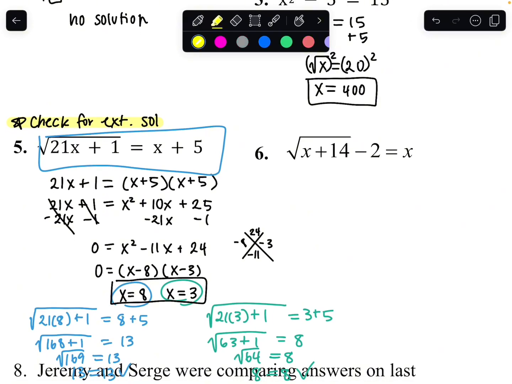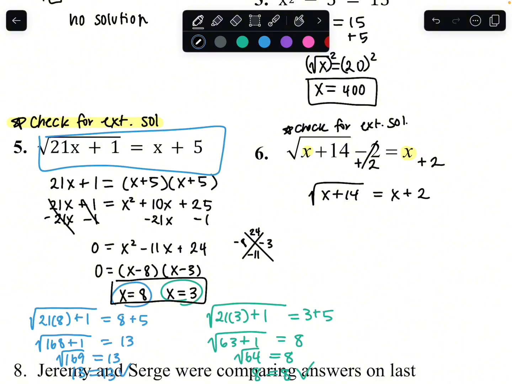Next, we have x on both sides, so we're going to have to check for extraneous solutions. And this time, we have to isolate the radical first. So this 2 has to move to the other side to isolate our radical. Now we're ready to square both sides. So that gives me x plus 14 equals x plus 2 squared.